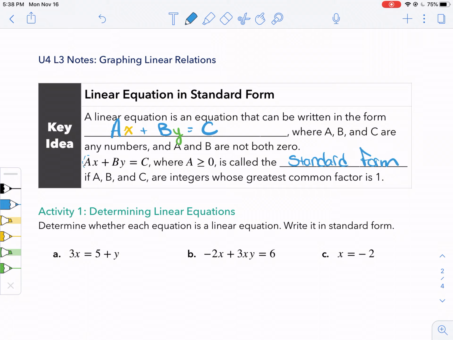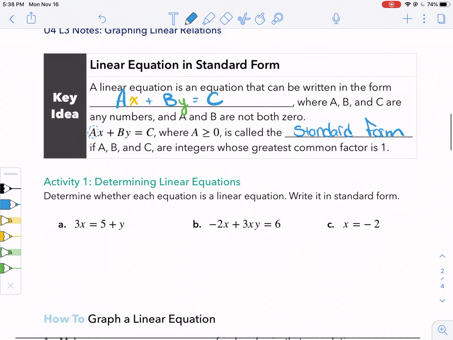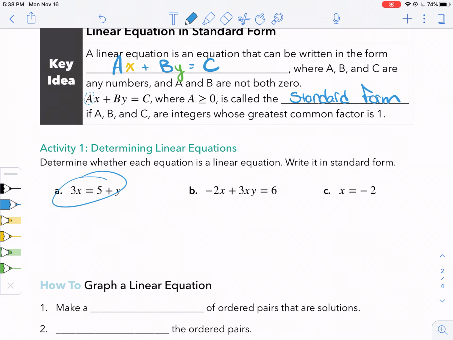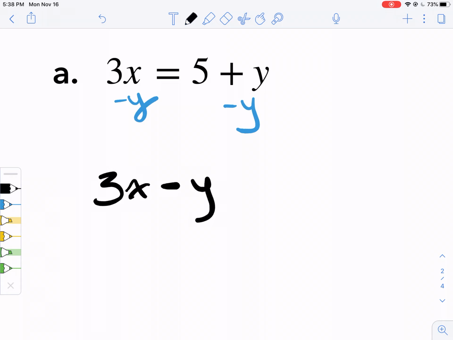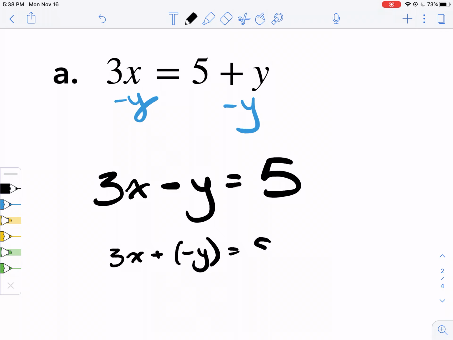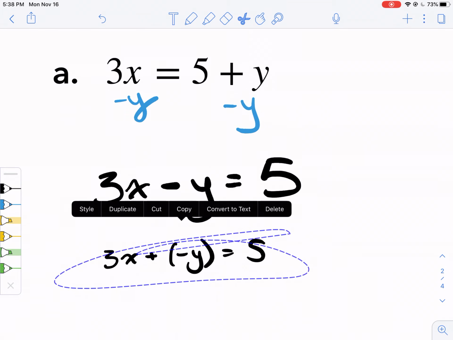We have to make sure that a is not 0, by the way. So there you go. Isn't that so fun? So now we need to determine, are these guys in standard form or not? Well, this one's not quite in standard form because we need to put our x and our y on the same side. So to do that, we're going to do minus y, and that gives us 3x minus y equals 5. And here we have that in standard form, because that could be the same thing as 3x plus negative y equals 5, and there you have it. Good enough.